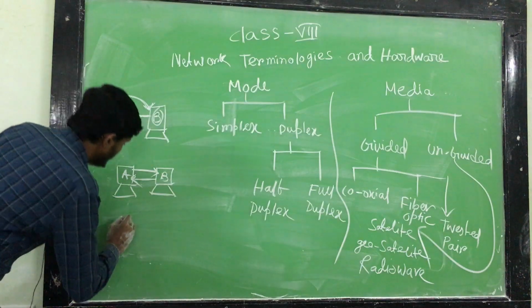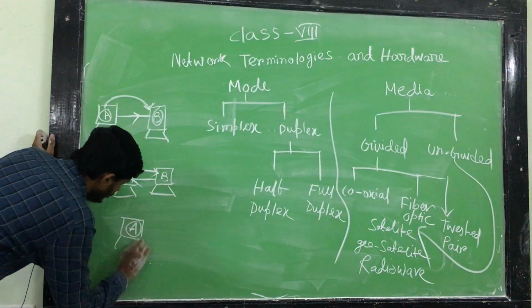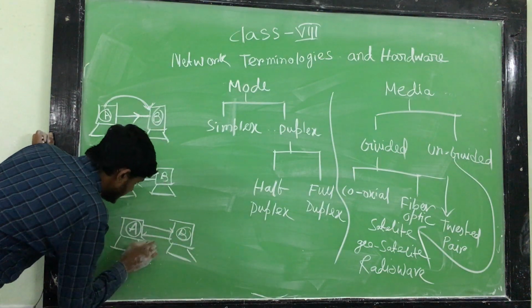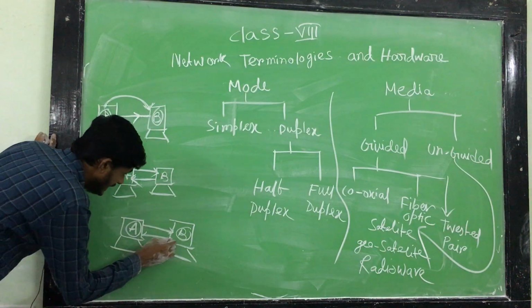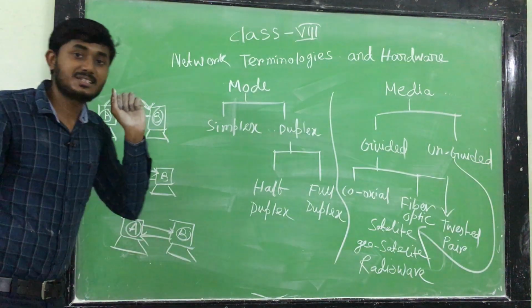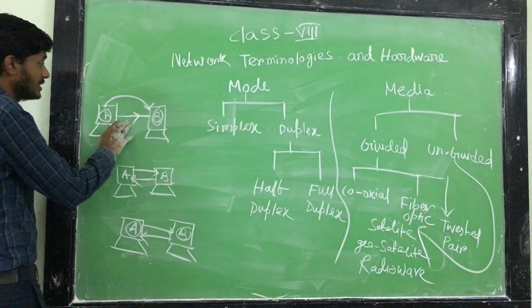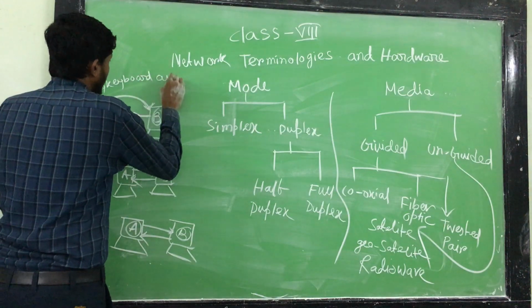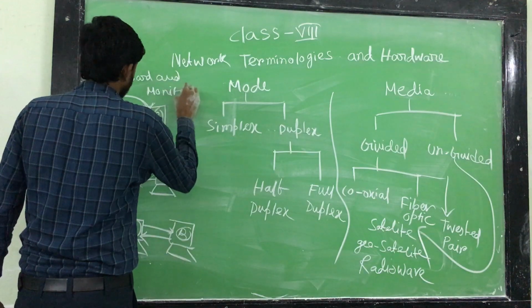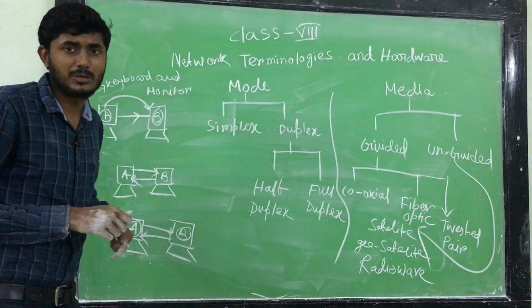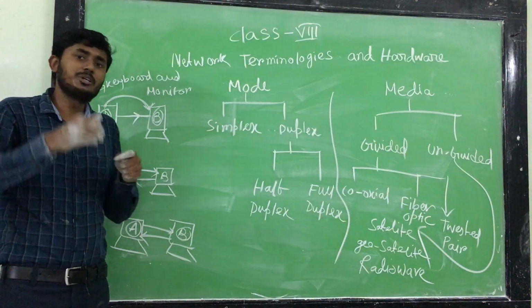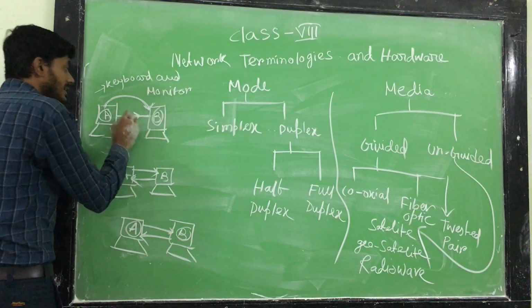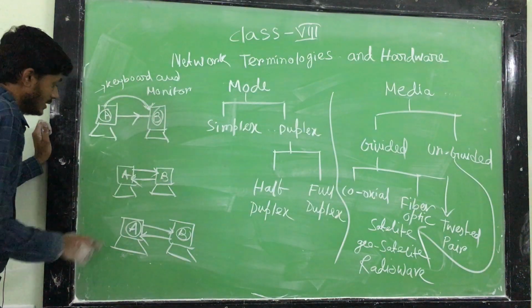Next one is full duplex. Suppose two computers are connected, A and B. A can send data to B, and B can also send data to A at the same time. Example: keyboard and monitor. This is one-way communication. We can type into the keyboard, and the text will be displayed on the monitor screen. Only one-way communication. This is simplex.